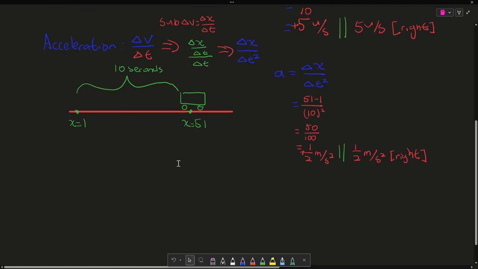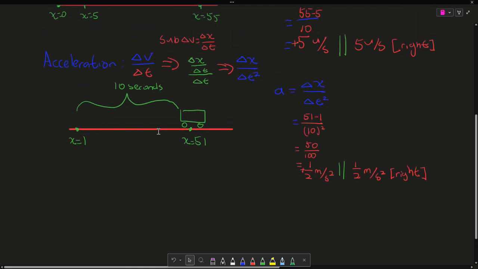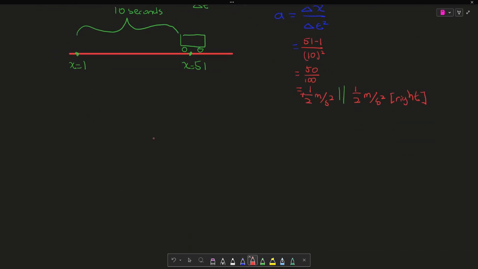Now, what if we had another scenario? What if we had the acceleration and we had the amount of time accelerated? Can we find the velocity it was at the end? Let's say on another example, this time the car went from x equals 90 to x equals 10. So the car went backwards.